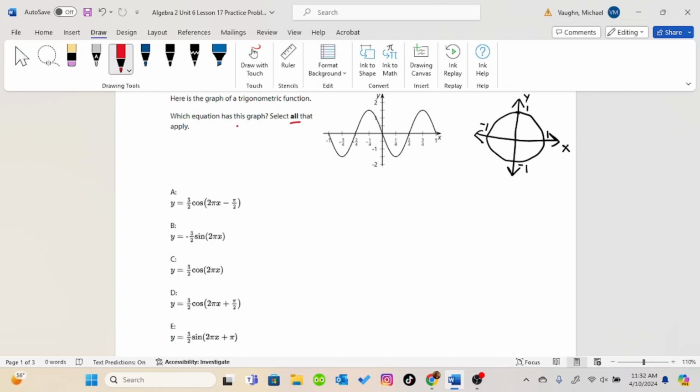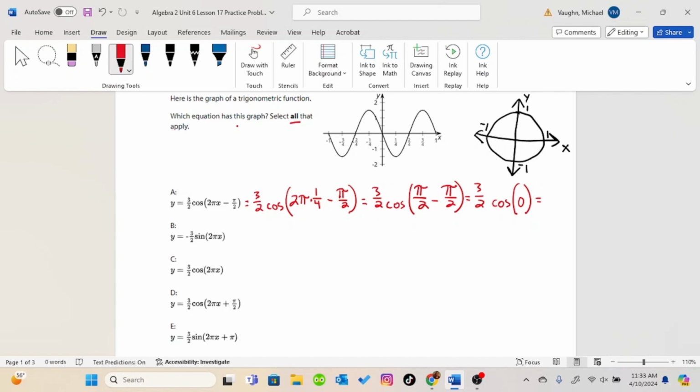So as we look at A, I'm going to use 1/4 as my testing value for x. So this would be 3/2 times cosine of 2 pi times 1/4 minus pi over 2. Two pi times 1/4 is 2 pi over 4, which simplifies to pi over 2. Pi over 2 minus pi over 2 is 0.